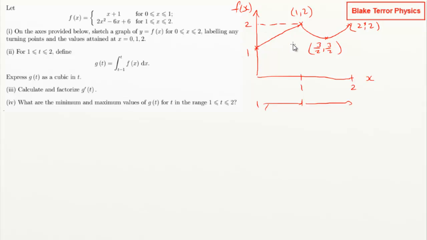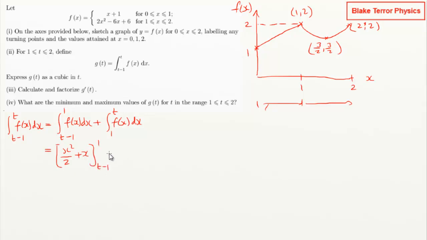Okay, so we've got two functions, so we're going to have to split our integral so we know what we're actually integrating. So the integral of t minus 1 to t of f of x dx is going to be the integral from t minus 1 up to 1 of f of x dx. So that's going to be integrating our straight line. And then we can add on the integral from 1 to t of f of x dx. Okay, so this is going to be x squared over 2 plus x between 1 and t minus 1.